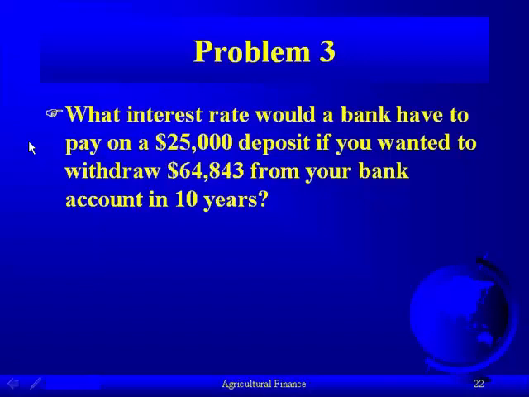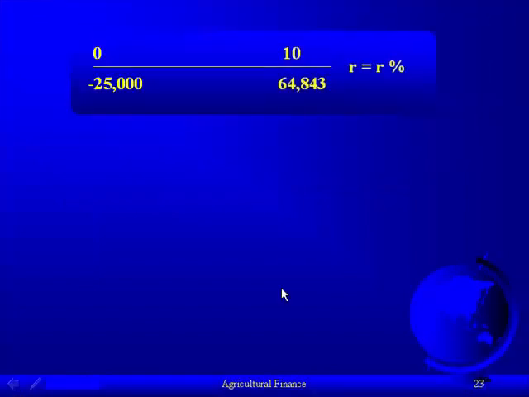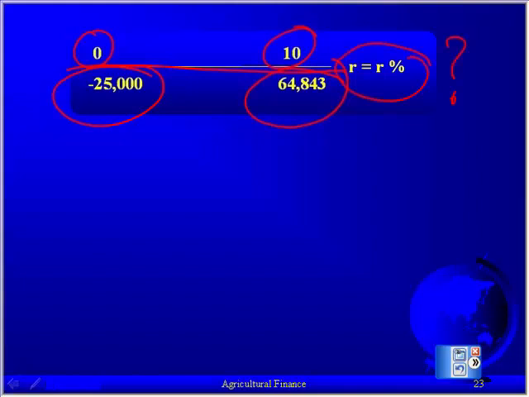In a lot of these problems, and you'll find in the homework as well, the verbiage gets all tangled up and you wonder, what are you really asking for? That's where we do the timeline. And you see in this case, again, we draw the line. We're at time zero. We deposit $25,000 into the bank. We want, in 10 years, to withdraw $64,843. The question is, what is the interest rate?